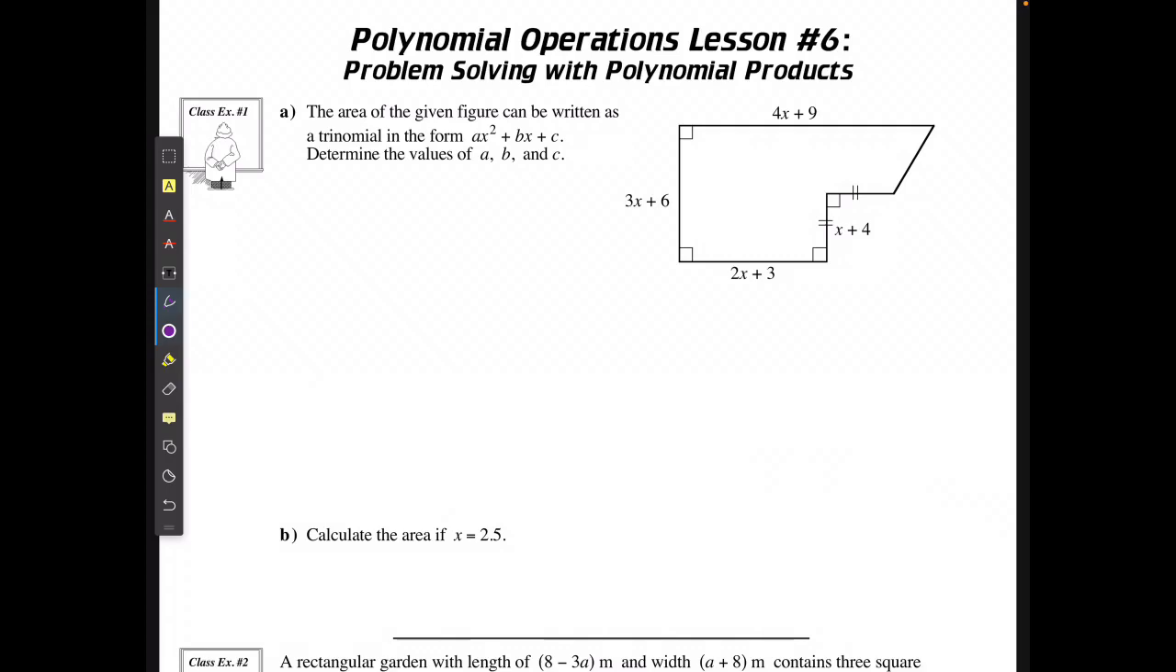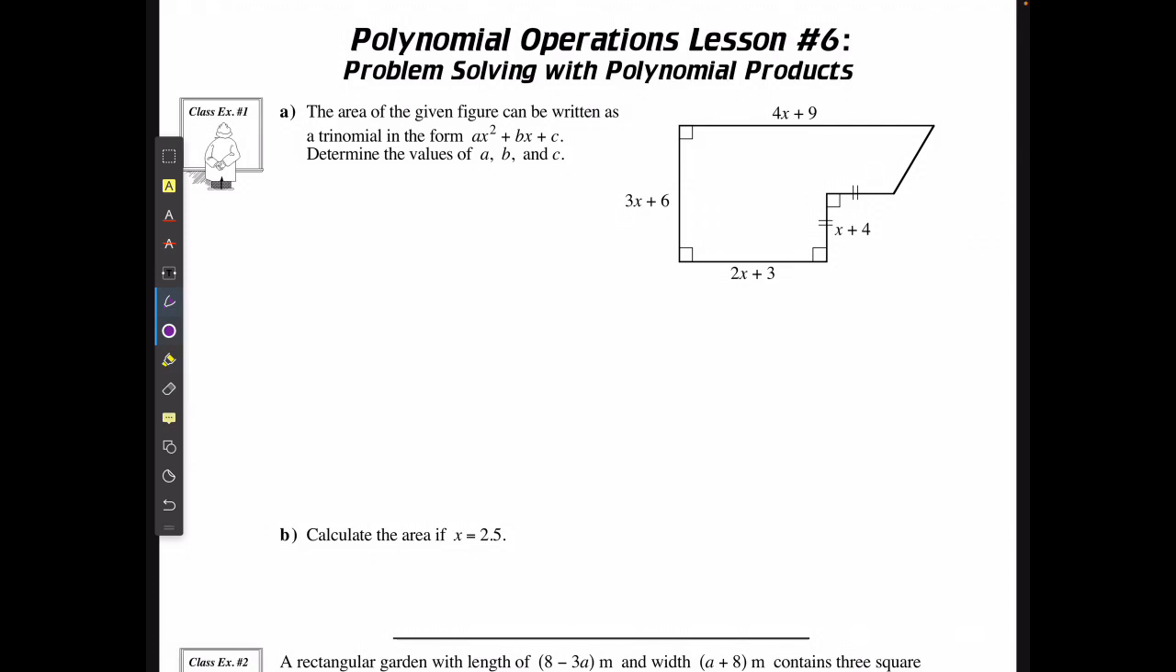Alright, for this last lesson for the polynomial operations, we're going to do some problem solving, which is a core tenet of what you're going to be doing throughout the rest of your high school math. So the area of the given figure can be written as a trinomial in the form of ax squared plus bx plus c, and it wants us to figure out what those values are, a, b, and c.